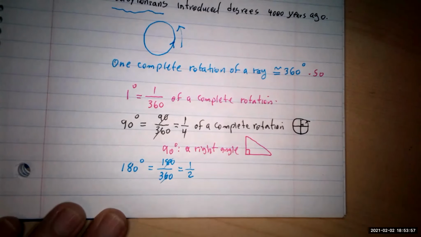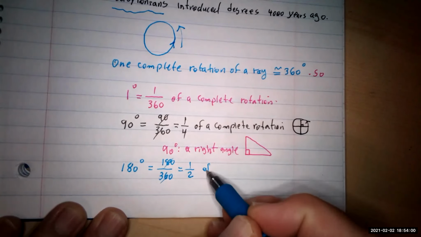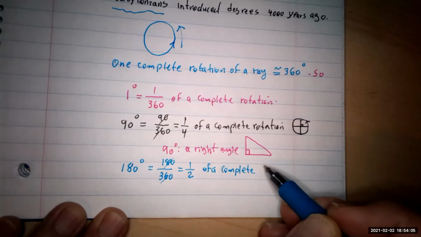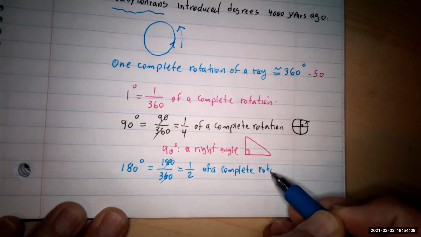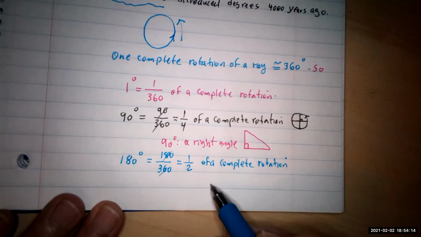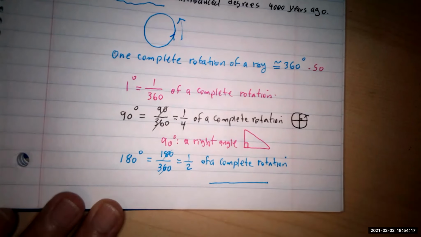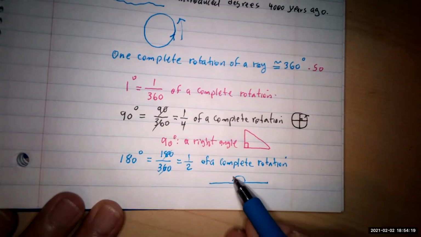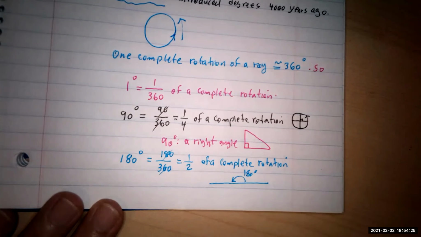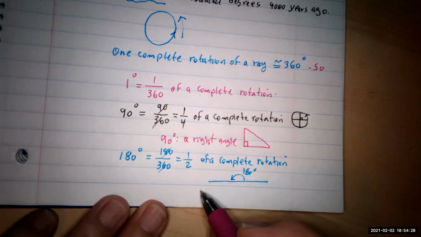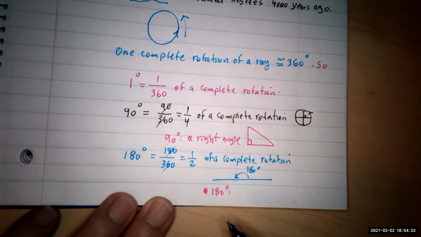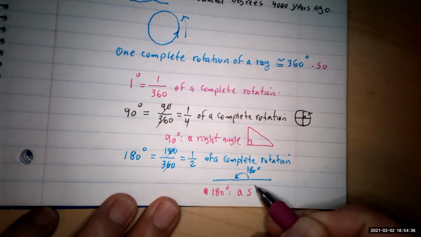Okay, so it's going to be 1/2 of a complete rotation, or a cycle. We call it a cycle in pre-calculus. Okay, this is going to be the case. So if you want to get this angle, this is going to be the angle in question. This is going to be 180 degrees. Another name we have for it is a straight angle.